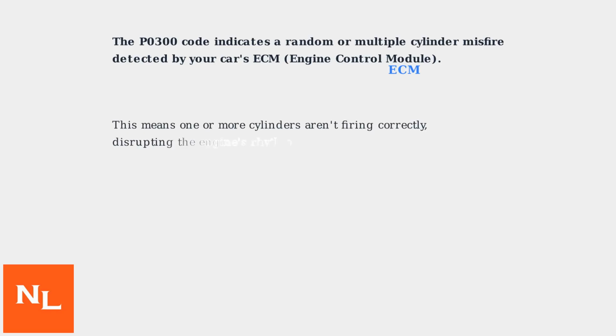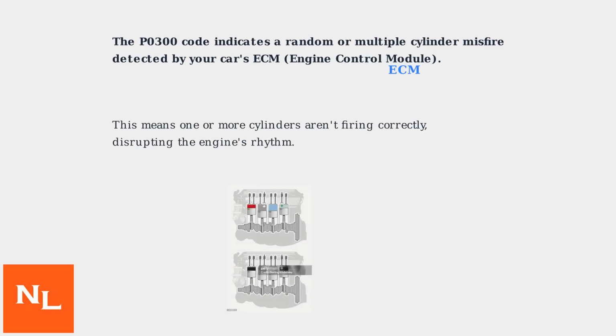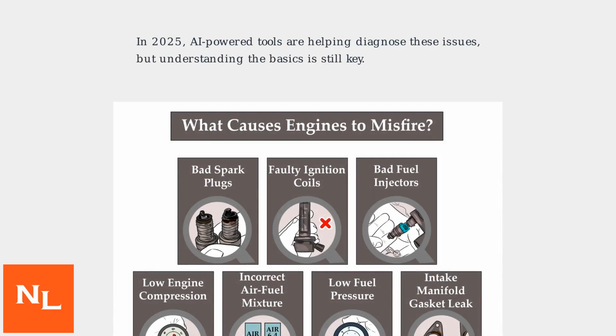The P0300 code indicates a random or multiple cylinder misfire detected by your car's ECM, which is the engine control module. This means one or more cylinders aren't firing correctly, disrupting the engine's rhythm. If not addressed, it can lead to reduced performance, increased emissions, and potential engine damage. In 2025, AI-powered tools are helping diagnose these issues, but understanding the basics is still key.